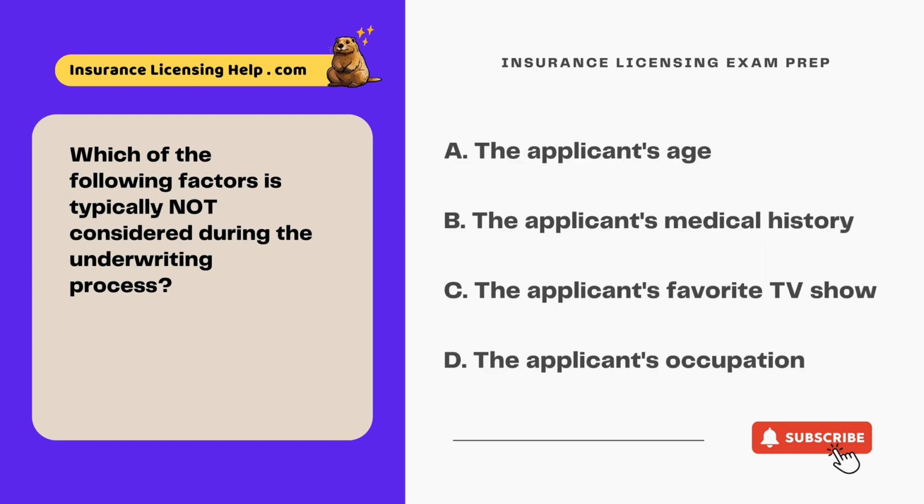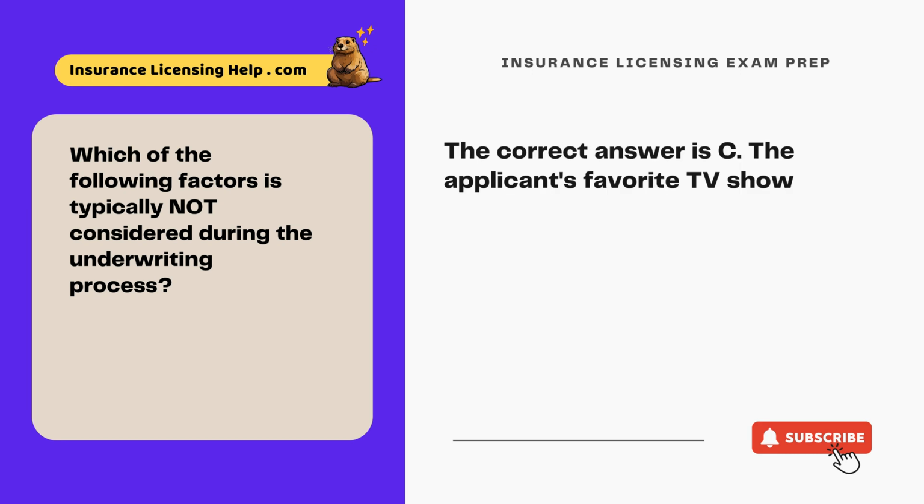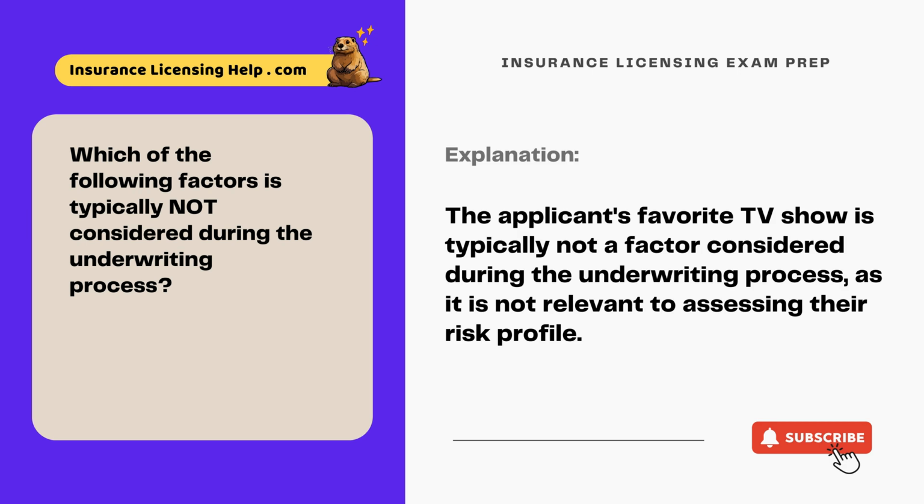Which of the following factors is typically not considered during the underwriting process? A. The applicant's age. B. The applicant's medical history. C. The applicant's favorite TV show. D. The applicant's occupation. The correct answer is C. The applicant's favorite TV show. The applicant's favorite TV show is typically not a factor considered during the underwriting process, as it is not relevant to assessing their risk profile.